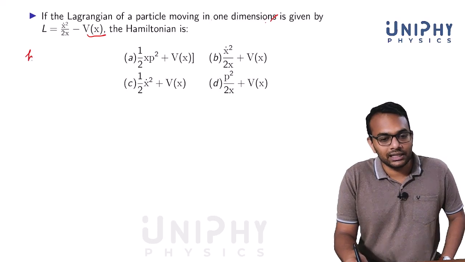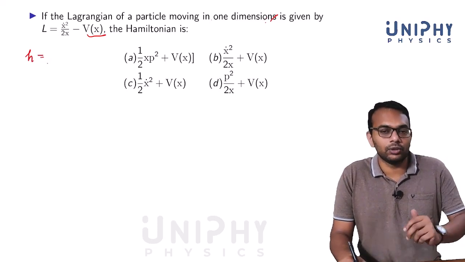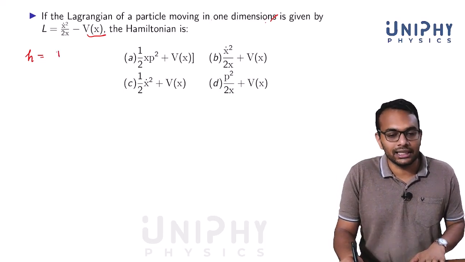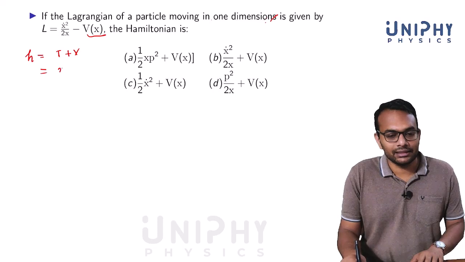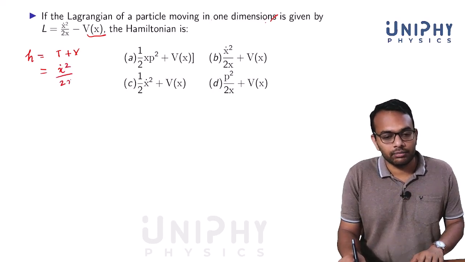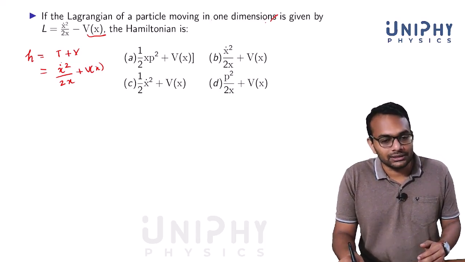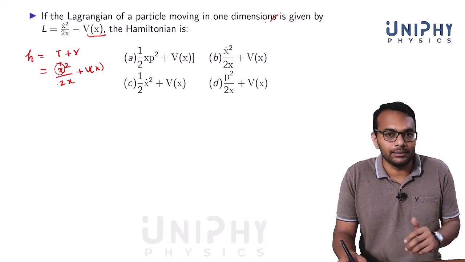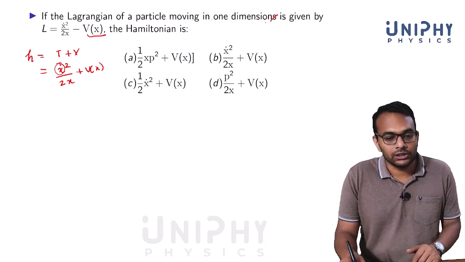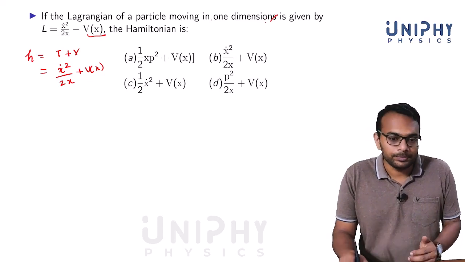So we start by writing the energy function, which we will denote as small h, as T plus V. In this case that becomes x dot square divided by 2x plus V of x. Is this the Hamiltonian? No, this is not the Hamiltonian because this is a function of x dot. The Hamiltonian is a function of p. It cannot be a function of x dot. So what should we do? We should get rid of this x dot in favor of p. How do we do that?